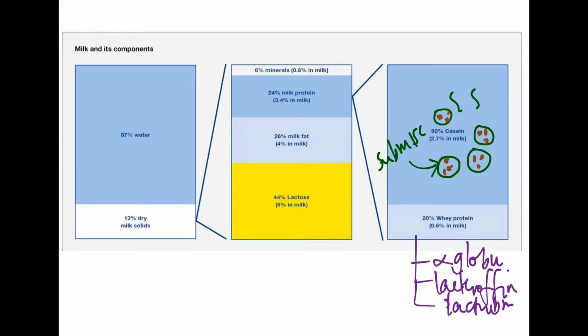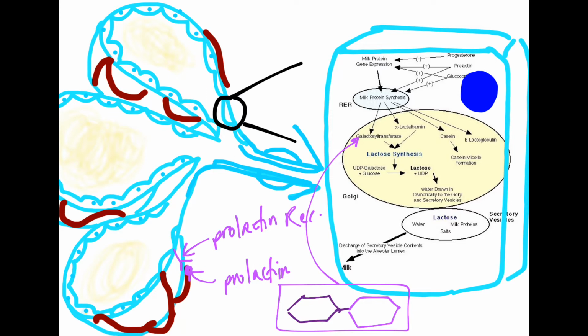So you know how bile emulsifies fat and breaks down fat into tiny globules? This is what the casein proteins do. The casein proteins form submicelles that trap calcium and phosphorus, and the casein proteins surround multiple submicelles to form one giant micelle. Okay, so that's the function of casein proteins. So let's just go back to our previous slide. So here we have it.